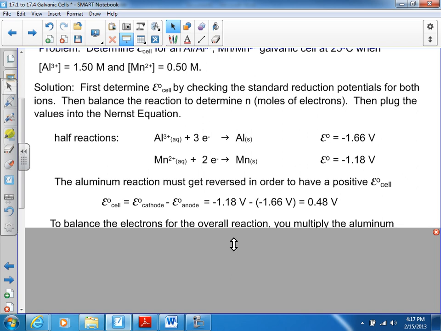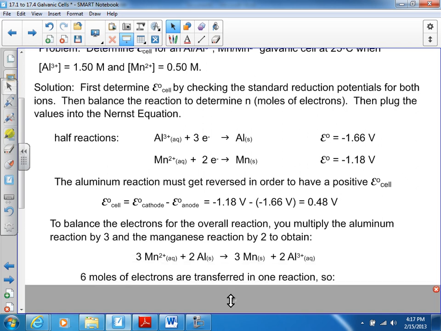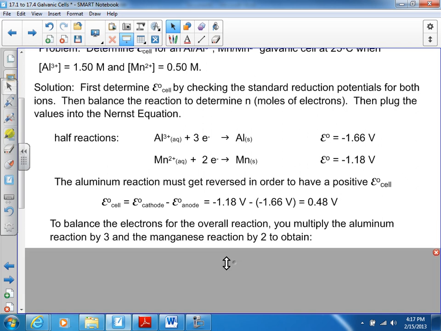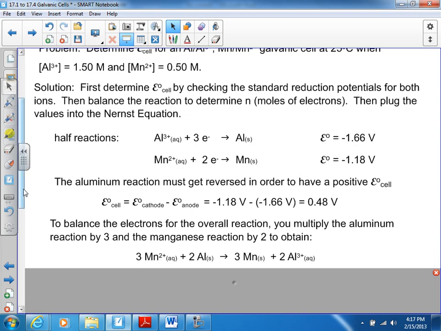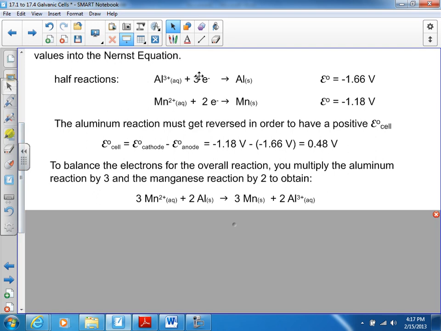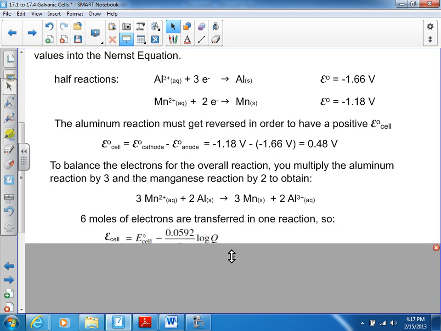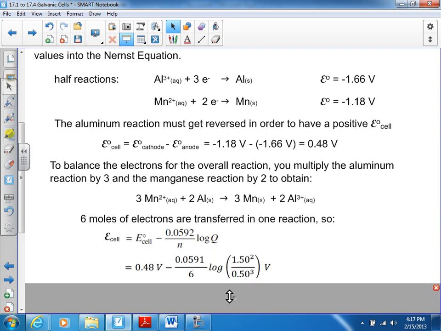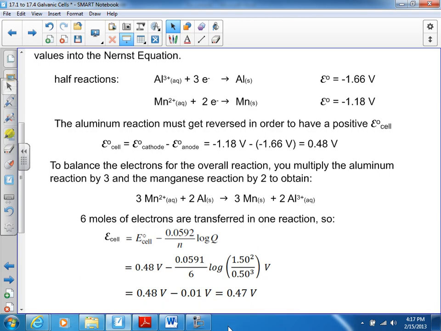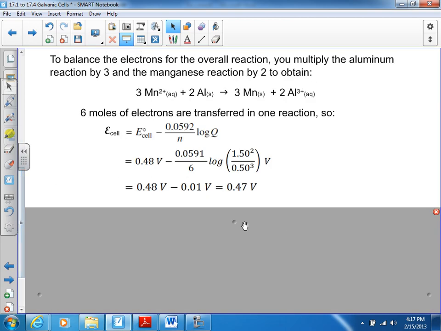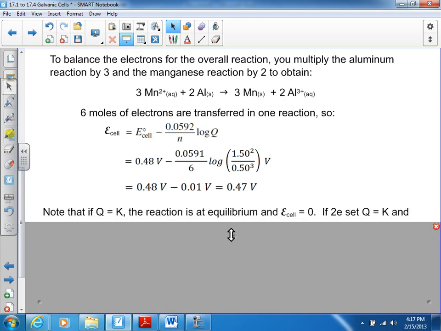Now we have to balance it first. We've got to balance the electrons, multiply the top by 3, the bottom by 2. There's our balanced reaction. Hope you recognize that means there's 6 moles of electrons. For this reaction going through one time, there would be 6 total moles of electrons being transferred. Plug that into the Nernst equation to get this. We are almost at the end. Okay, we're done with that problem.